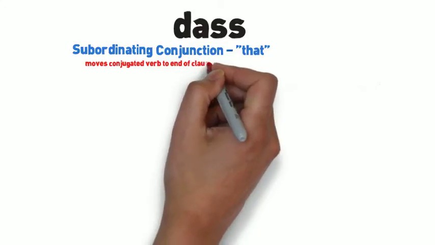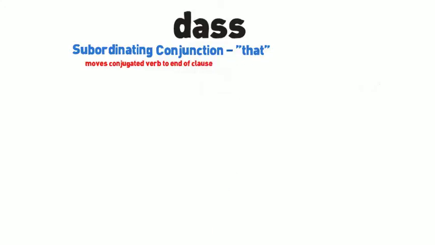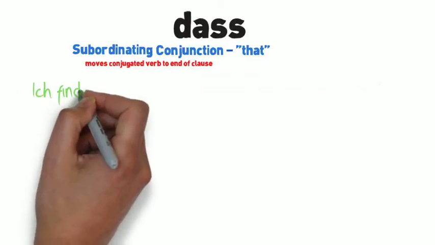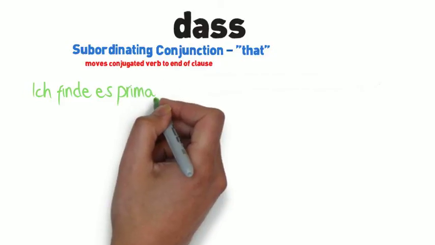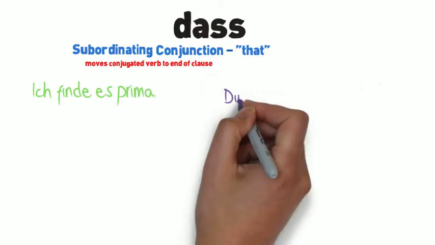What makes dass so interesting is that it is a subordinating conjunction. That's the fancy term for a conjunction that moves the conjugated verb in its clause to the end of the clause. Another verb-kicking conjunction you might know is weil, which means because.